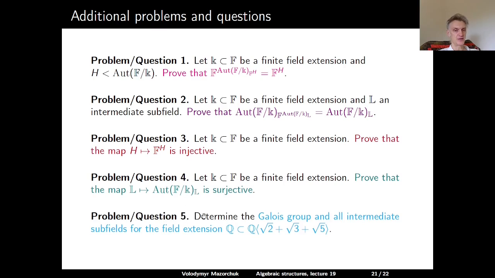And problem question 5. Determine the Galois group and all intermediate subfields for the field extension of Q inside Q with the element the square root of 2 plus the square root of 3 plus the square root of 5 added.